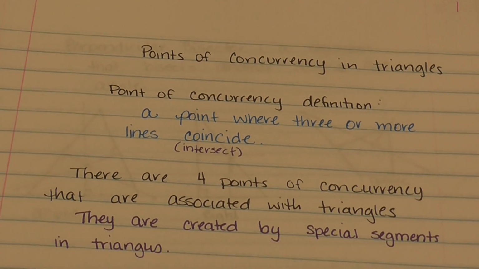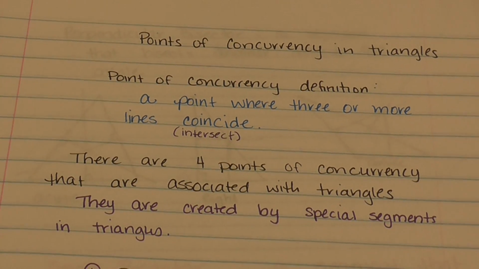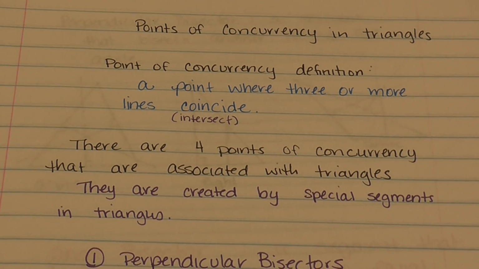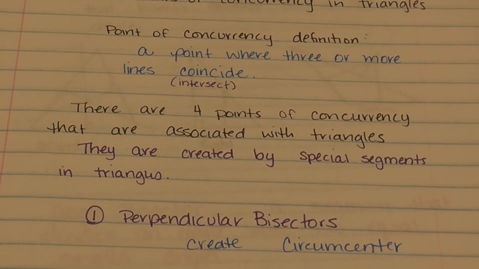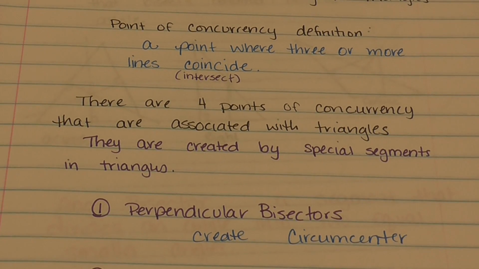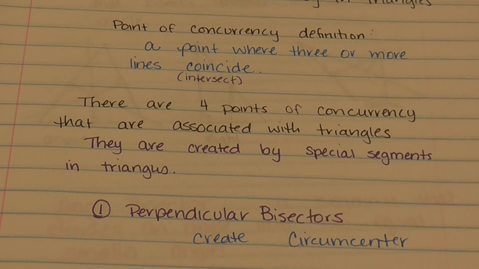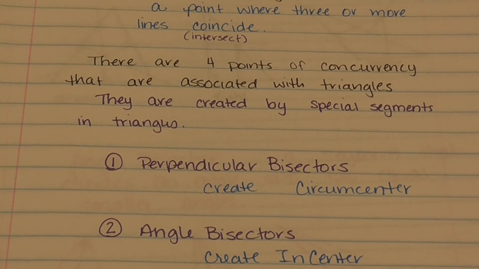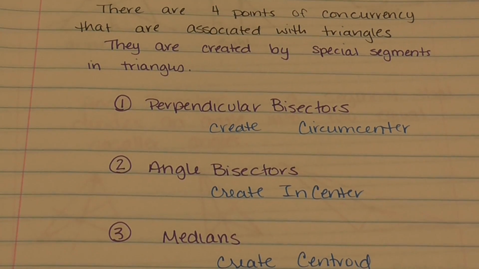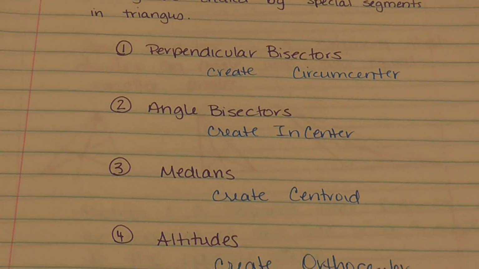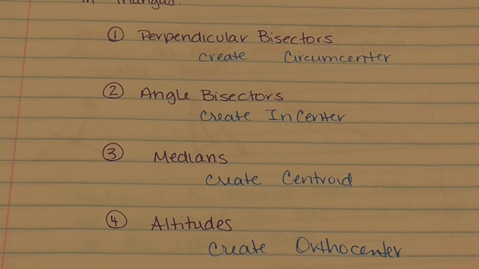Okay, so there's 3 points of concurrency that are associated with triangles, 3 different types. They're created by special segments in triangles. So the difference between them has to do with the different type of segment that creates them. The first one is created by perpendicular bisectors, and perpendicular bisectors all intersect in the same place, and that's at the circumcenter. The second one is angle bisectors. There's 3 angle bisectors in any triangle because there's 3 angles, and they create the incenter. You got medians, which create the centroid, and altitudes that create the orthocenter.